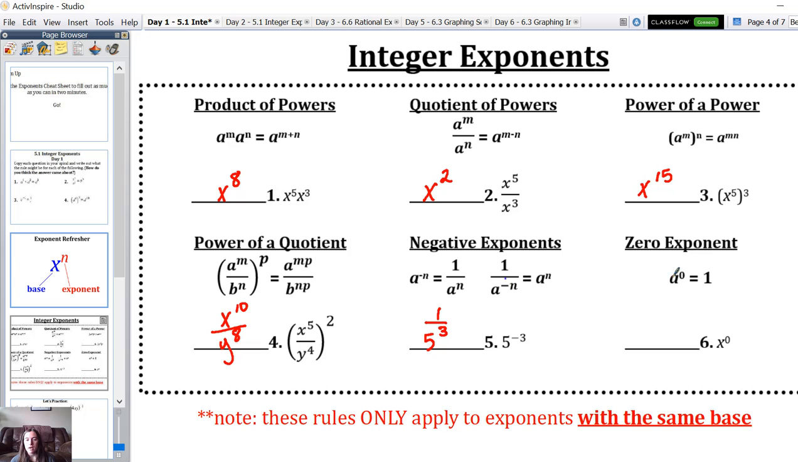Finally, anytime you have something raised to the 0, that is equal to 1.